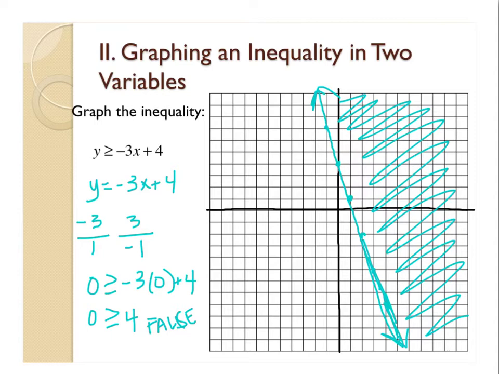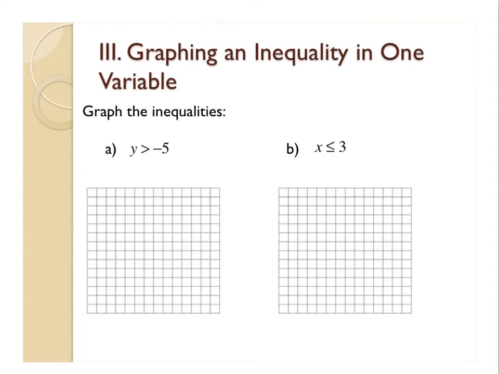What if we have one with 1 variable? Remember, those are horizontal and vertical lines. Alright, so let's start by putting in our x and y axes. This time we're going to graph y is greater than negative 5 and x is less than or equal to 3. So I'm putting in my x and y axes. Don't have to make them perfect, obviously. I can't because I'm kind of wobbly here.